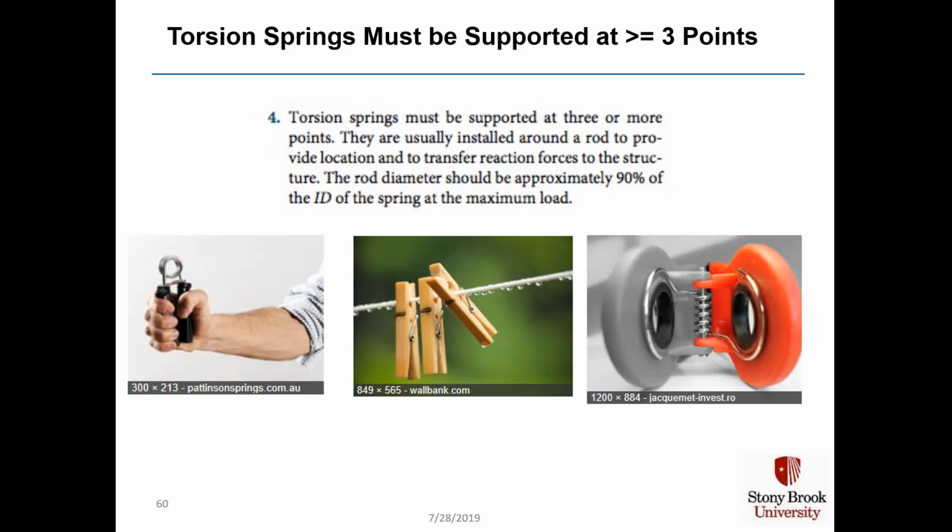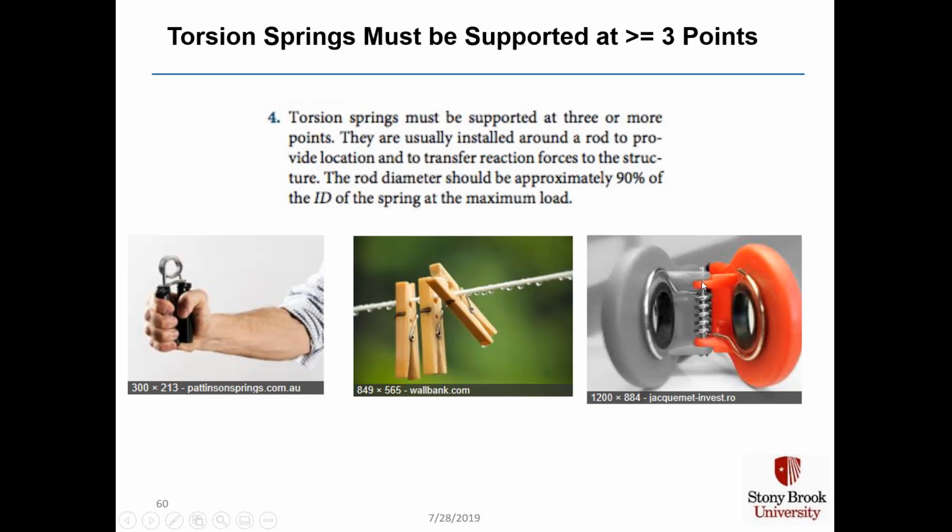Torsion springs must be supported at 3 or more points. They're usually installed around a rod to provide location and to transfer reaction forces to the structure. And the rod diameter should be approximately 90% of the ID of the spring at the maximum load. In this hand gripper, there is your diameter of the wire that is going into these loops. You squeeze on the handles and then you compress the torsion spring, and then you decrease the mean diameter in the spring.